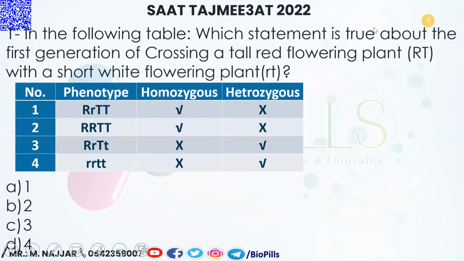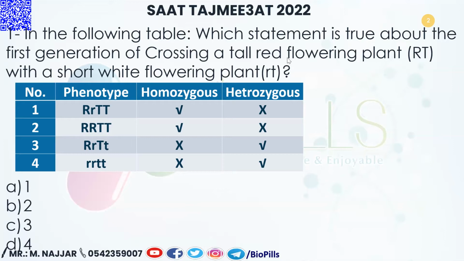Question number 1. In the following table, which statement is true about the third generation of crossing a tall red flowering plant, R capital T capital, with a short white flowering plant, R small T small? And you have this table. Option 1, 1 B, 2 C, 3, 4 C, D4.